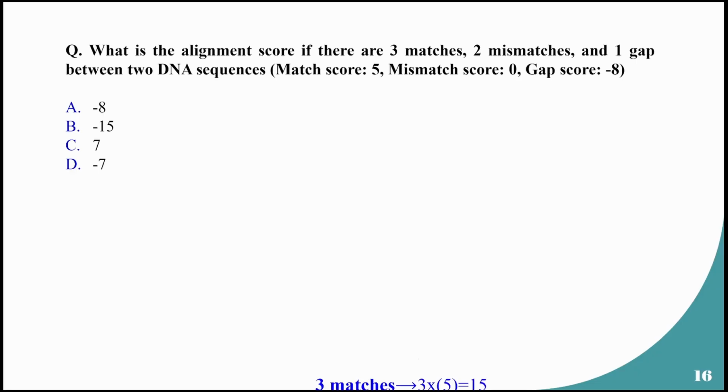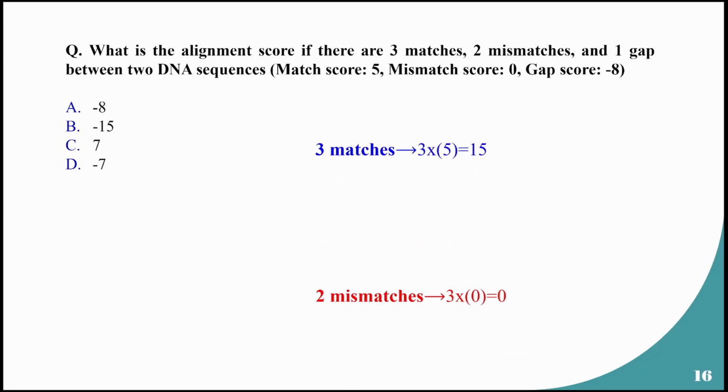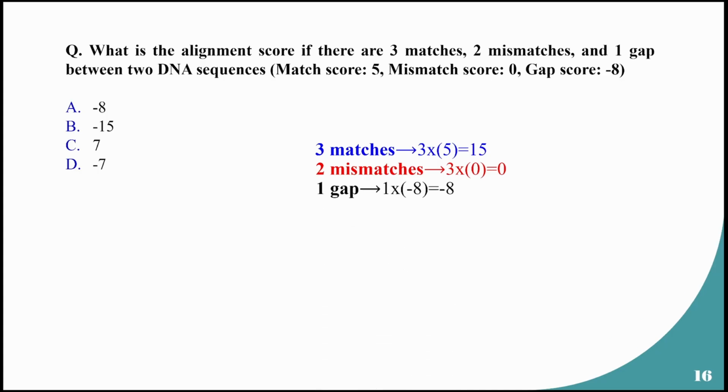Okay. So as you see, there are three matches. That means 3 times 5 would be 15 for the match score in total. Two mismatches. Again, we are keeping it neutral here. So 2 times 0 will be 0. And then one gap. The gap score is much higher here. So one gap would be -8. So 15 minus 8 would be 7, right? So the net alignment score in this case will be option C. So option C here, right? Okay. So that's the different type of alignment scores.